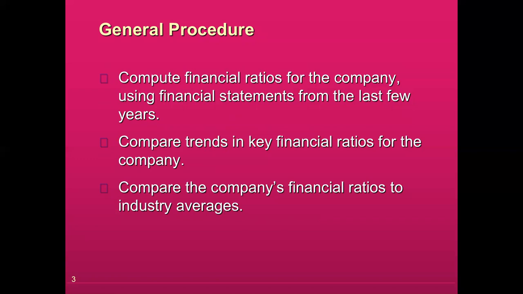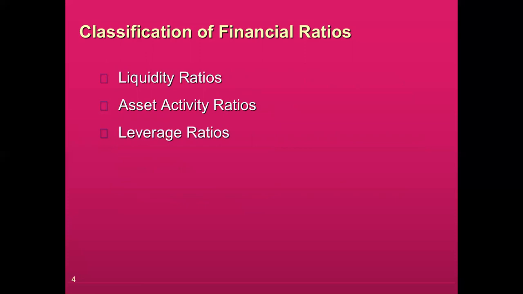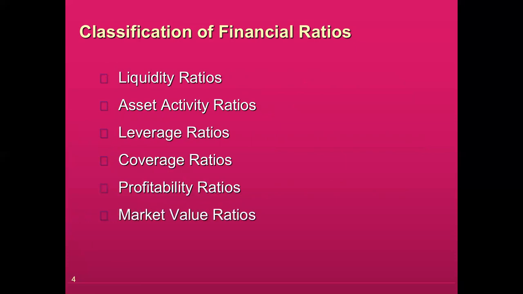This is also possible that once we have calculated a ratio, we can compare the company's ratios with the industry averages to understand where companies stand as compared to industry. Generally, this is not a fixed criteria, but this is a recommended approach that you must classify ratios in various activities like liquidity ratio, asset activity ratio, leverage ratio, coverage ratio, profitability ratios, and finally the market value ratios.